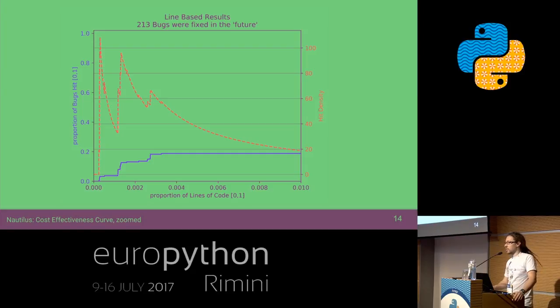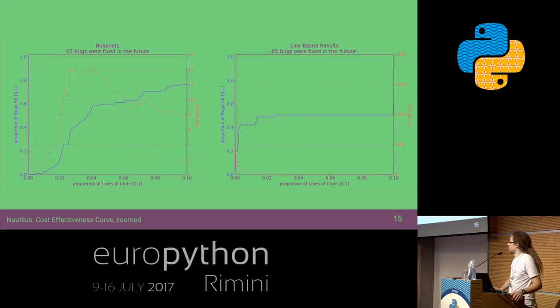And this was very consistent over a lot of projects. I'm going to show you a table with some numbers later. It means that we can use this algorithm by looking at only very small numbers of lines of code. We don't have to look at half your project to find everything, but only at very, very small numbers of lines of code, which is good because that's what code review usually consists of.